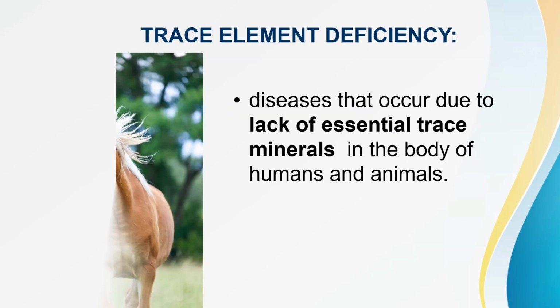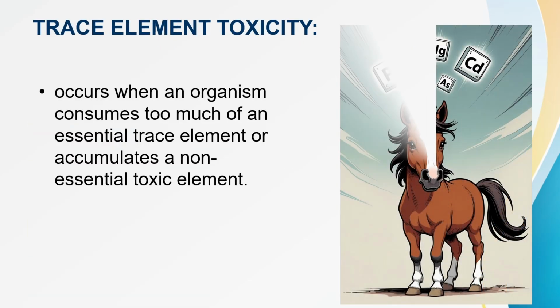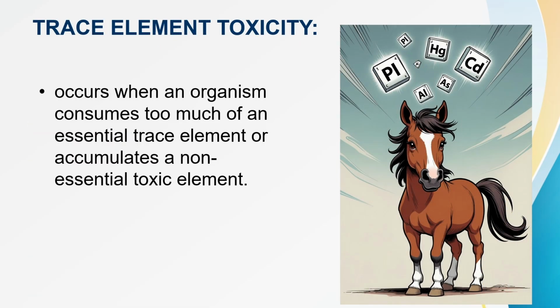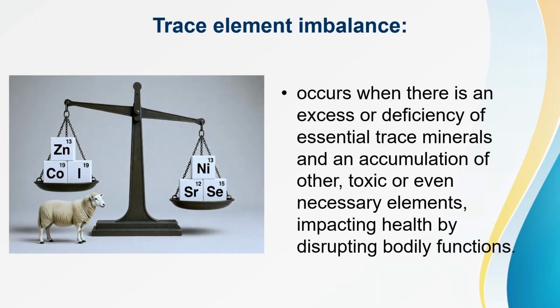There are diseases associated with trace elements. Trace element deficiency. Diseases that occur due to lack of essential trace elements in the body of humans and animals. The next one is trace element toxicity. Occurs when an organism consumes too much of an essential trace element or accumulates a non-essential toxic element. And the last one, trace element imbalance. Occurs when there is an excess or deficiency of essential trace minerals and an accumulation of other, toxic or even necessary elements, impacting health by disrupting bodily functions.